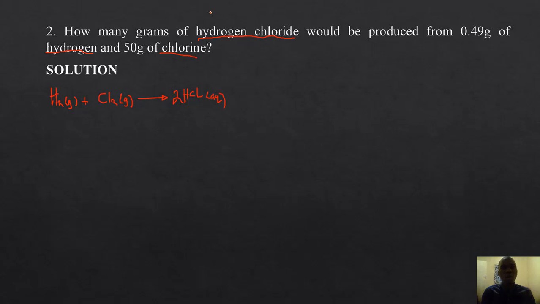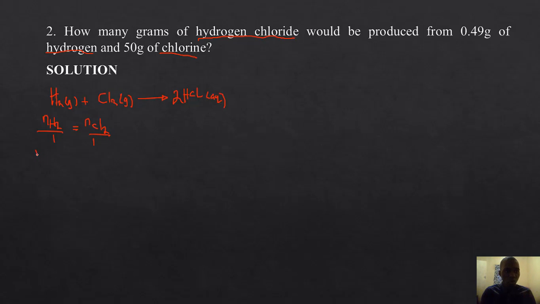Now the question here is saying, how many grams of hydrogen chloride would be produced? So now you are looking for the amount of the product. Now remember, the amount of the product is determined by the limiting reagent. So the first thing that we have to do is to determine the limiting reagent. And to determine the limiting reagent, you are going to express the reactants in terms of mole ratios. So number of moles of hydrogen divided by 1, because there's a 1 in front, is equal to the number of moles of chlorine, Cl2, divided by 1.